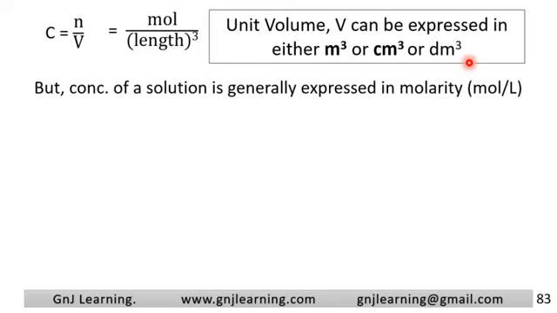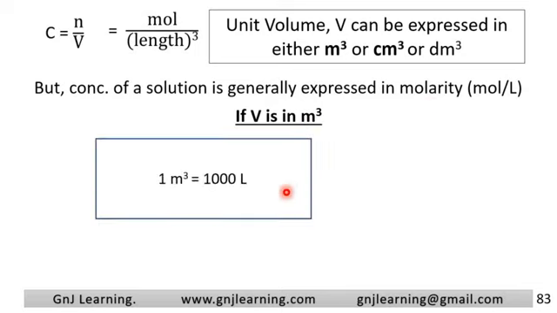But in most of the cases, unit volume is generally expressed in either meter or in centimeter. So that means we have to convert our molarity, or we have to express this C, the factor C, mole per length cube, in terms of molarity. Let's see how. If V is in meter cube, what does this mean?